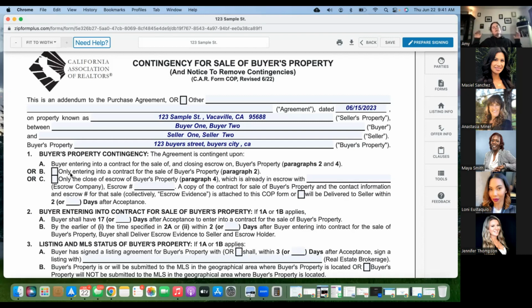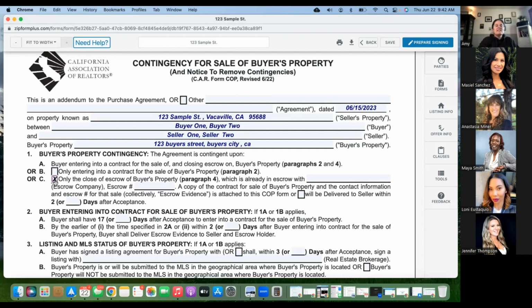Maybe the buyers just want to know that, hey, we at least started the escrow process. We don't want to close on this property until we know that we're moving forward with an escrow on the property we're trying to sell. We don't really care that it closes first. Then we would check that box there for 1B. That would be only entering into contract.